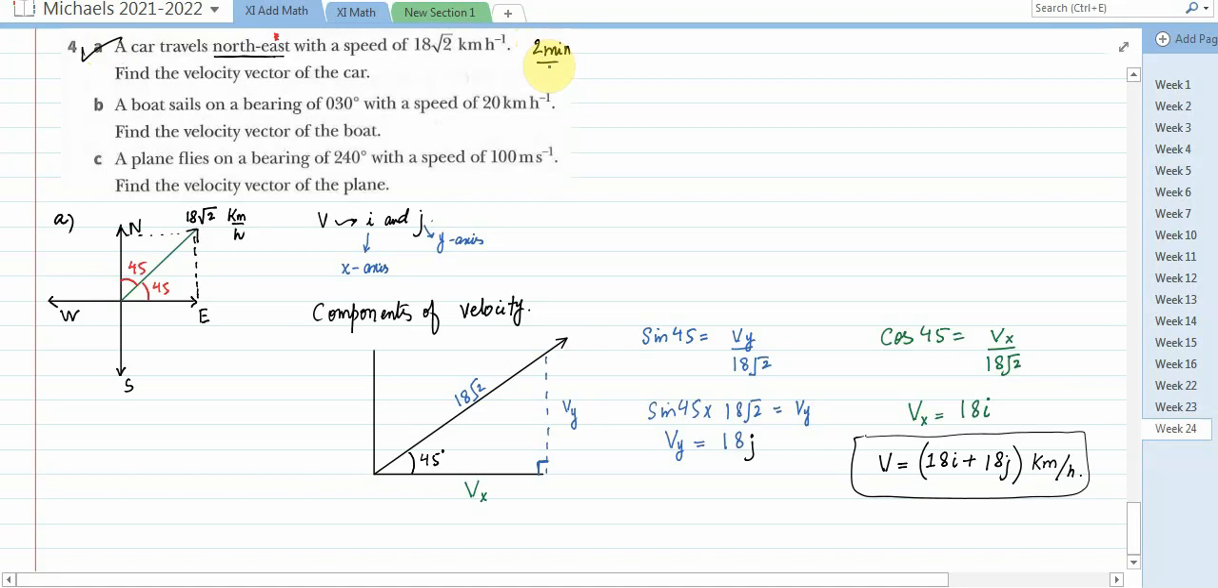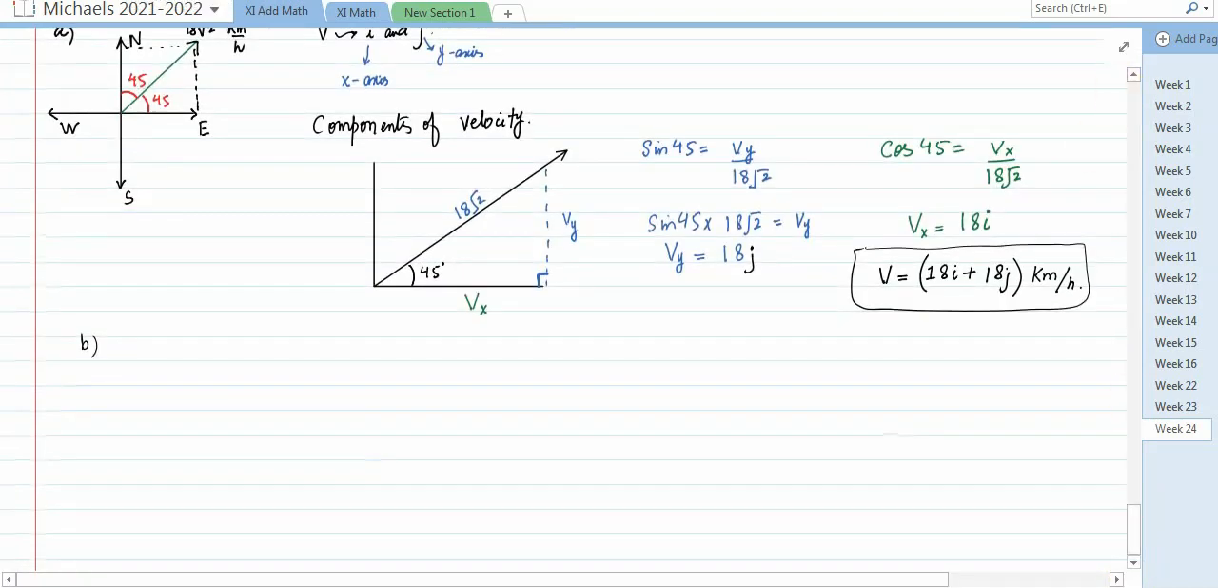Alright, after that, part B. In part B it says a boat sails on a bearing. Now what is bearing? I hope all of you remember it, right? Bearing indicates the direction, that the angle of 30 degrees is from the north, in the clockwise direction, with a speed of 20. Find the velocity vector. So firstly, I will help you with the figure here.